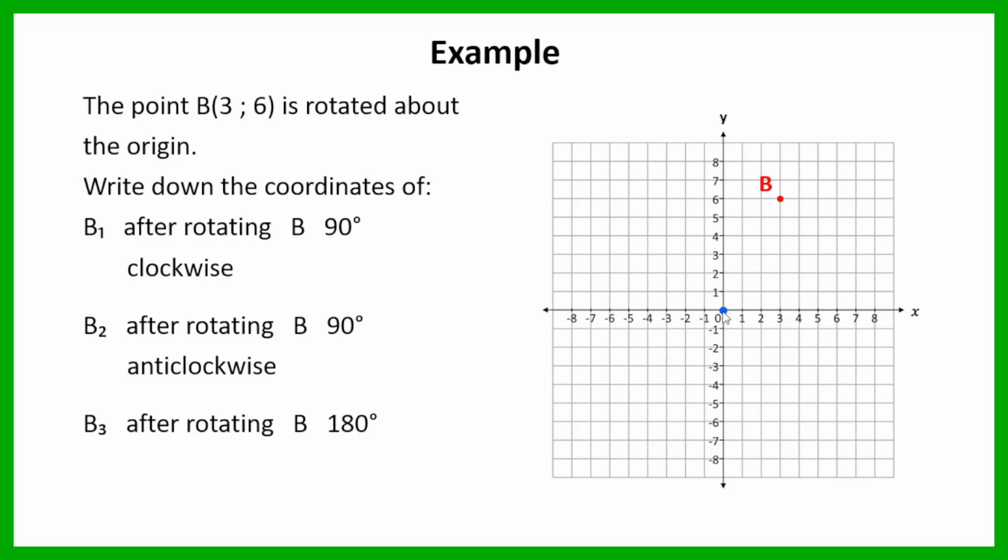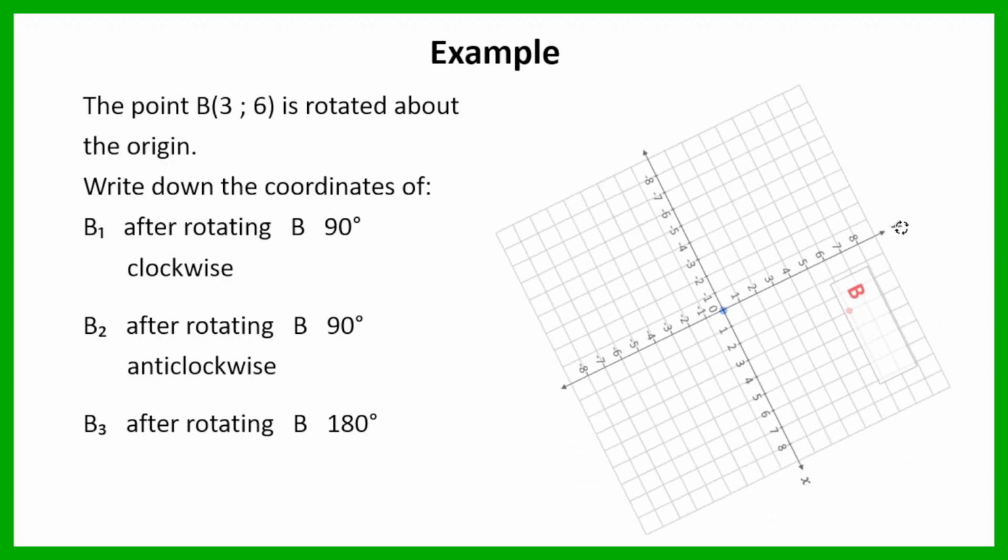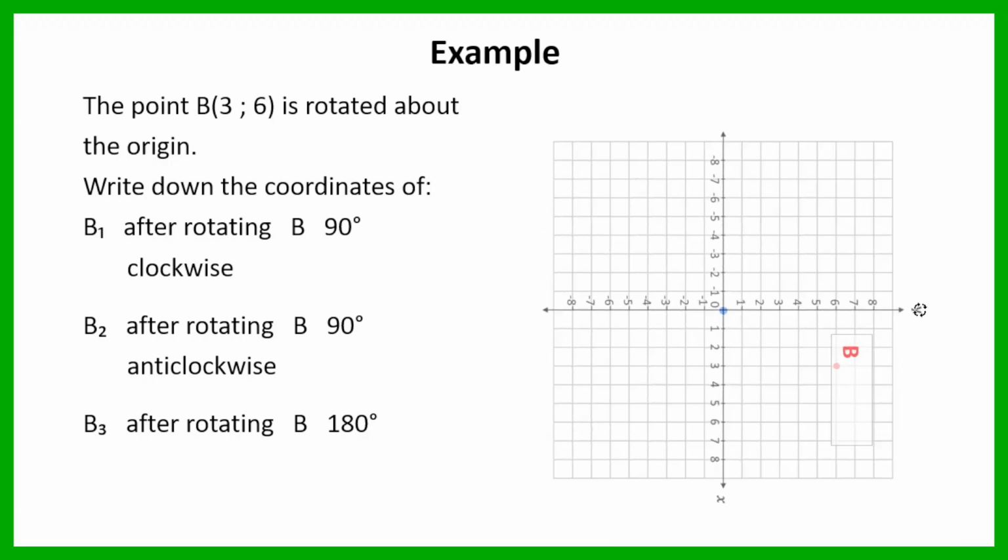Now, when you're doing this, what I want you to do is put your finger on the center, and rotate your page in the direction and for the angle of the rotation. So the first one we're doing is B1. So we're going to be rotating 90 degrees clockwise. So you're going to put your finger on the origin, and we're going to rotate the page 90 degrees in a clockwise direction, and we're going to end up with this.